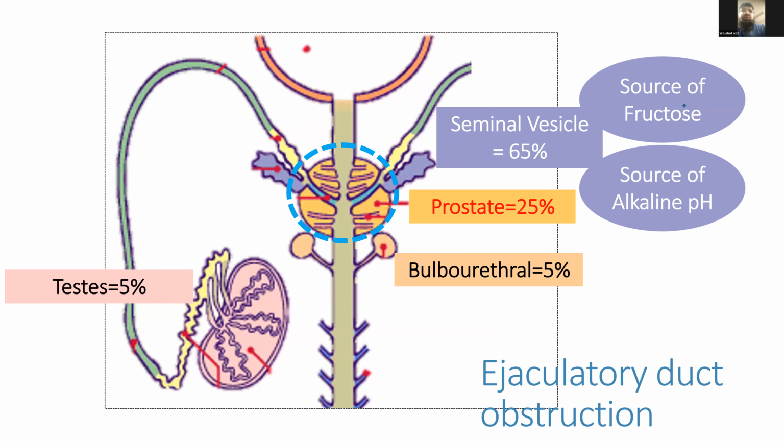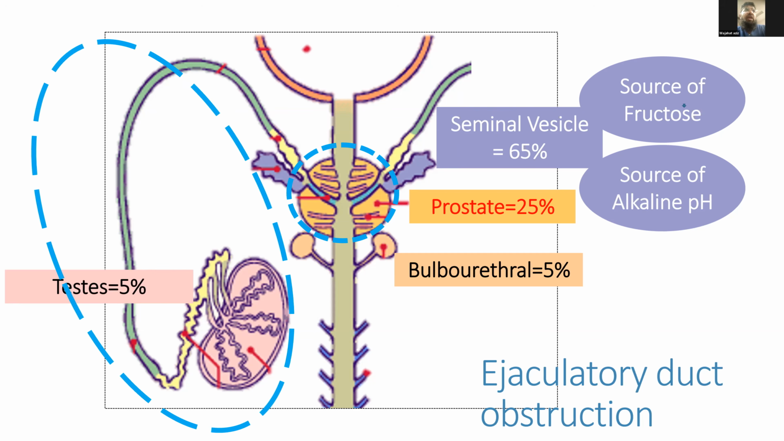So absence of fructose is not an essential marker for seminal vesicle obstruction. But if you have all these factors, a low pH, a low volume ejaculate, and a fructose which is plus minus, then definitely consider ejaculatory duct obstruction. But most of the time, the obstruction is somewhere here.